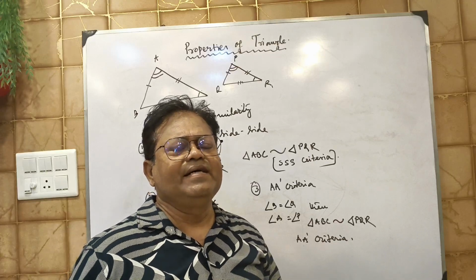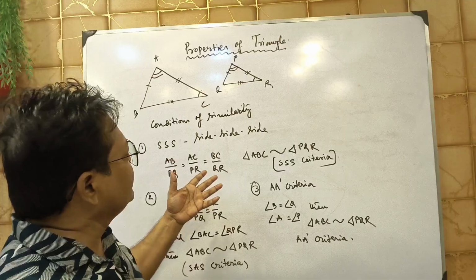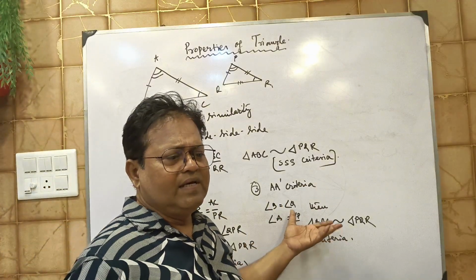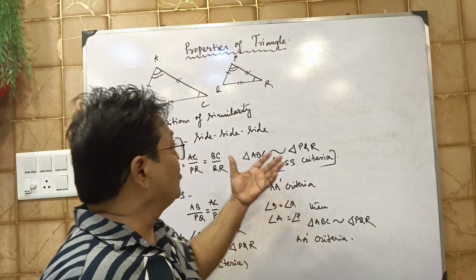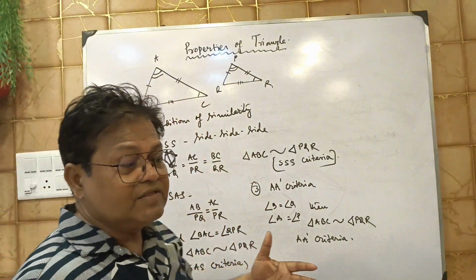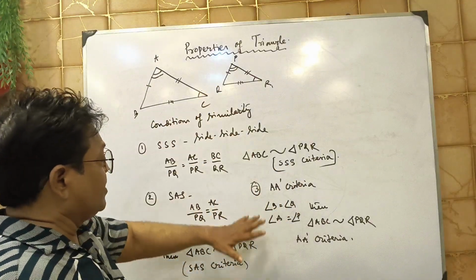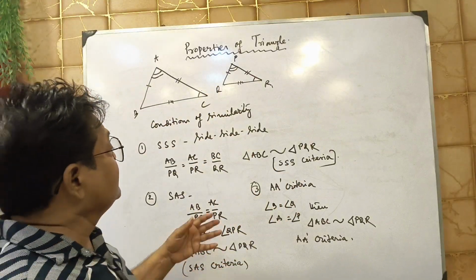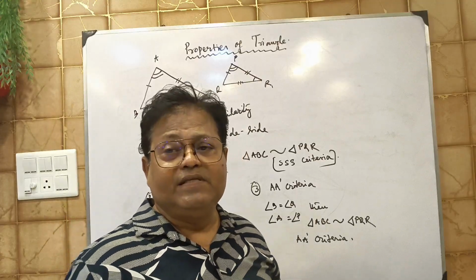Other criteria are there, other things are there, such as the ratio of the areas of two similar triangles, but I will not go to that depth. BPT is also there, that is the basic proportionality theorem. I will not go there now. Next time I will go deeper into this chapter.